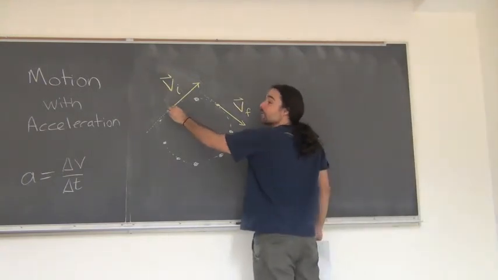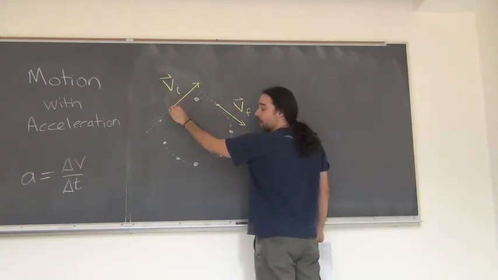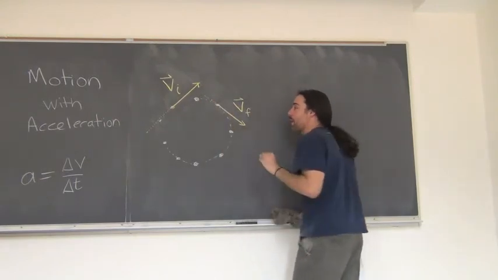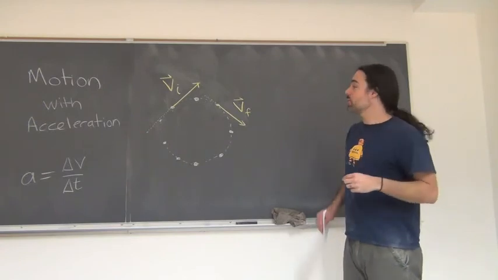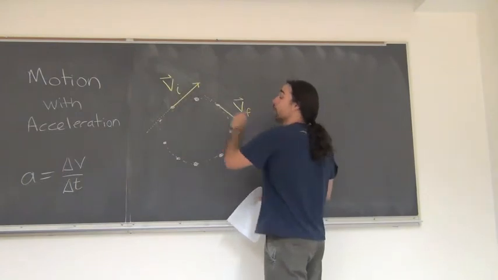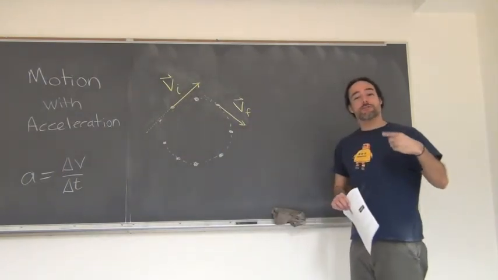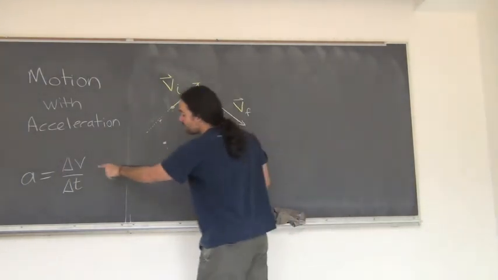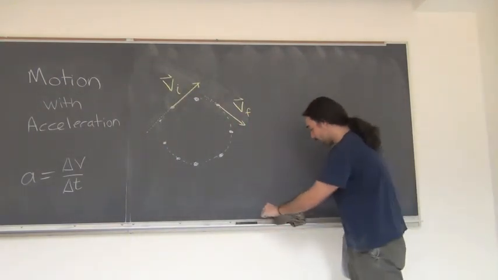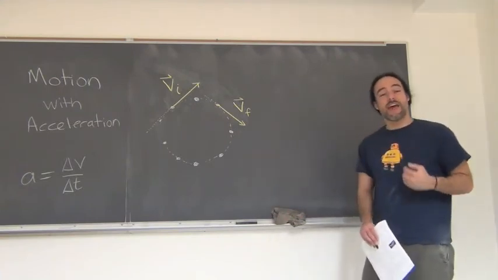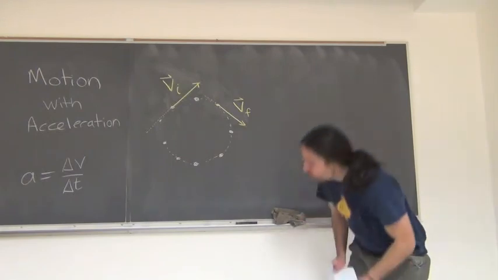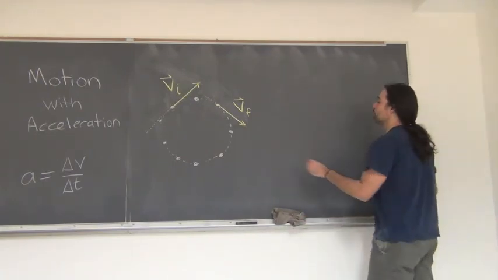So this is the initial velocity at this point, and our final velocity occurs at that point. On average, we would expect to get a velocity that's something between these two. But we're actually not interested in the average velocity. We're interested in the change in velocity, which is going to be written as delta v. We're interested in that because we want to find the acceleration. So let's look at the change in velocity for those two points.